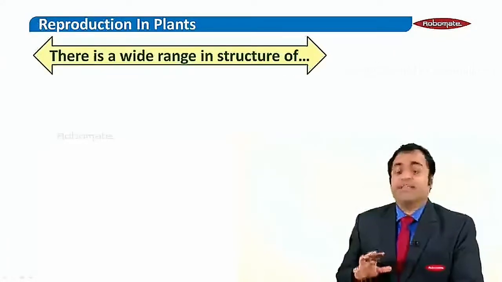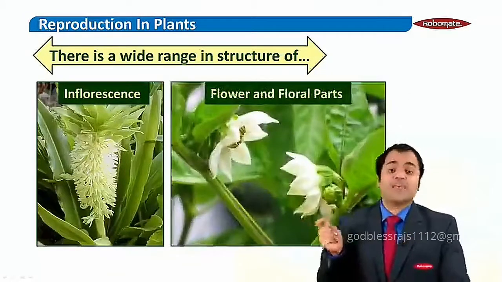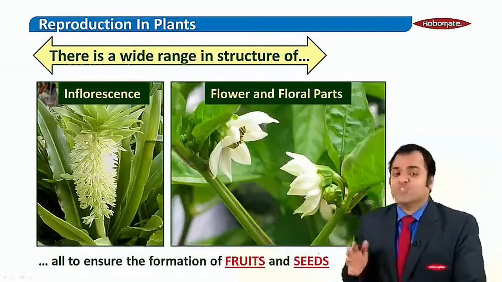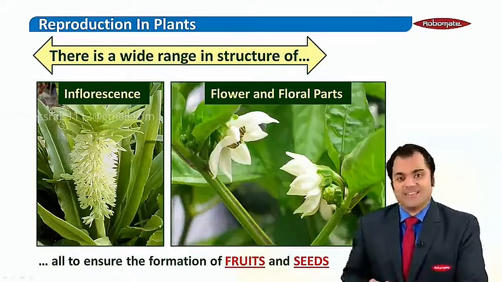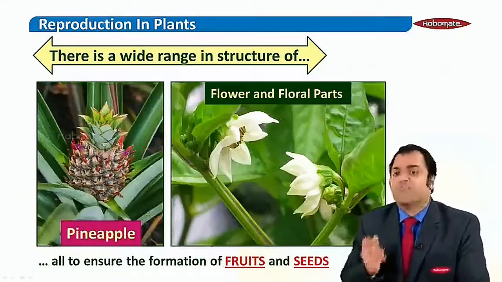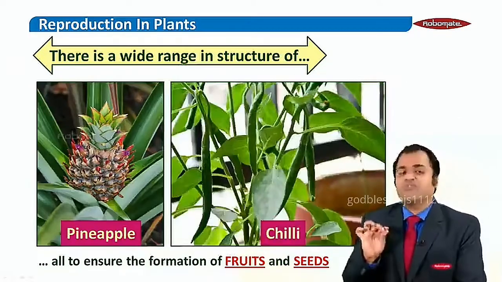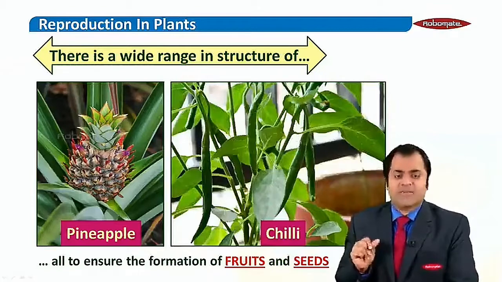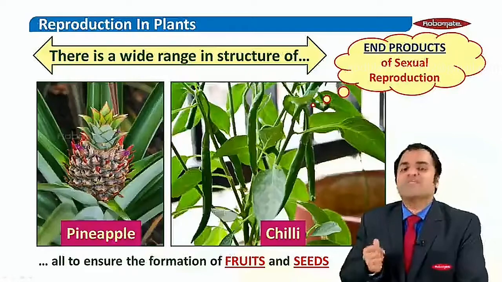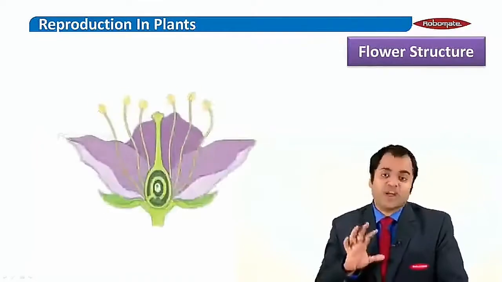Moving on. Now remember that there is also a wide range in the structure of inflorescence as well as flower and floral parts. Now what does this ensure? This basically will ensure the formation of fruit and seeds, right? That inflorescence right there will develop into a beautiful fruit of pineapple, whereas these flowers and the floral parts up here will turn into beautiful fruits of chili, right? And the seeds, right? So you know that the end product of sexual reproduction is nothing but fruits and seeds. Yes? Okay.